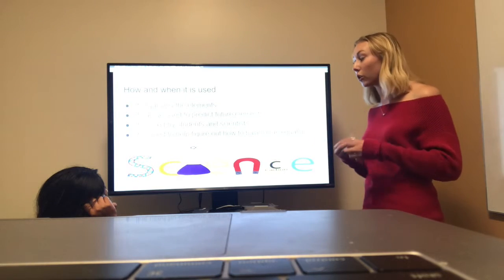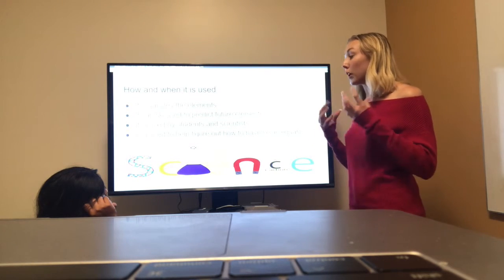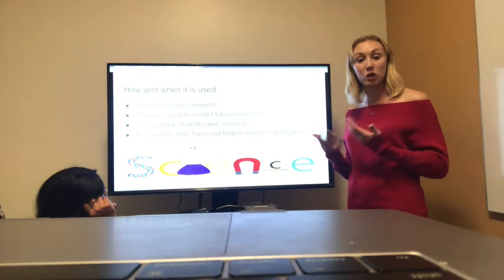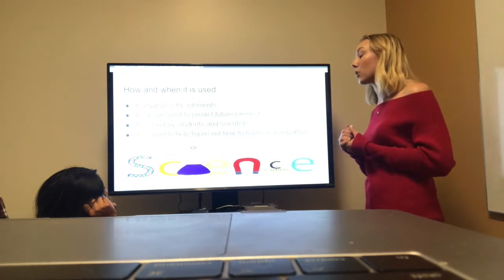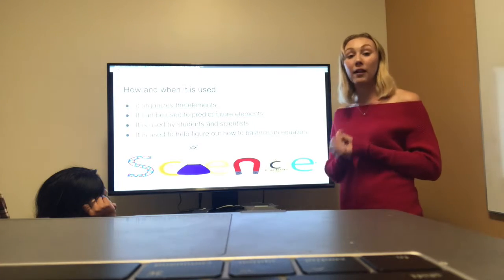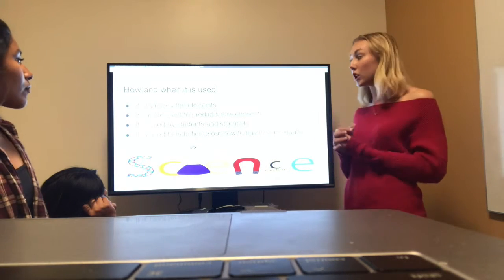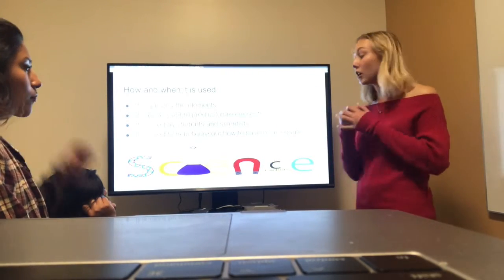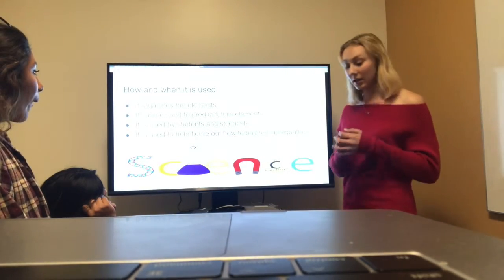So it's really, really critical for students to be able to understand and be able to use the periodic table, because a lot of science is based around chemistry, and it is also used to help figure out how to balance an equation. So when you're balancing an equation, you're taking one element and another element and you're putting those together. So it is also used for that.